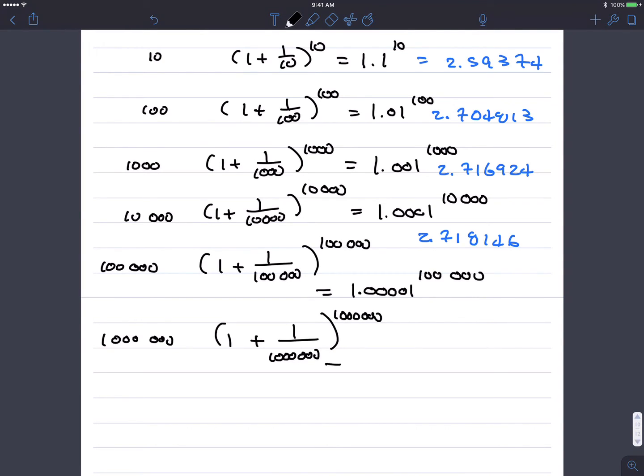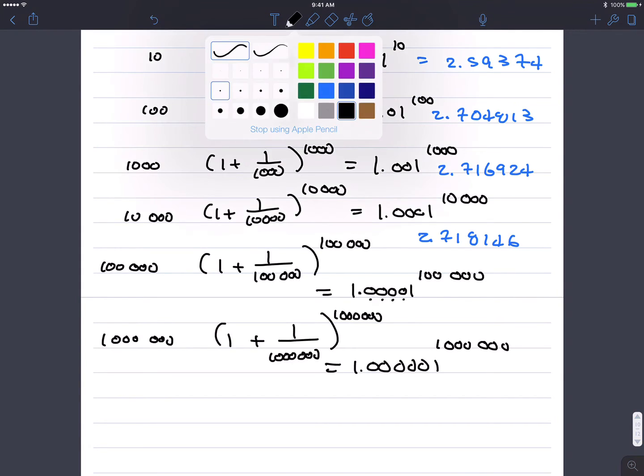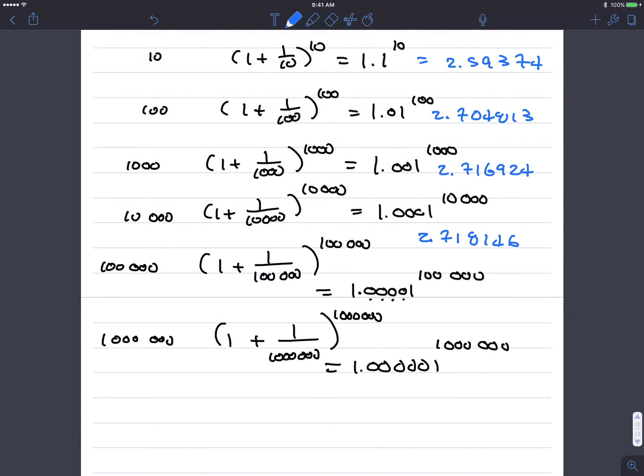You know what you really get? 5 zeros and a 1, and then 1 followed by 6 zeros. Let's see what we get. All right. 1 point, 4 zeros, 1 raised to the 100,000. You know what you guys get here? You get 2.718268.